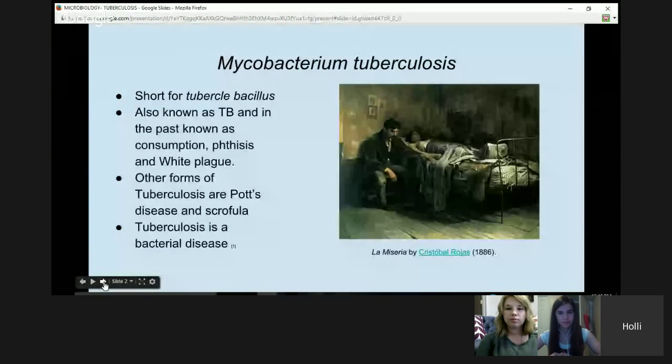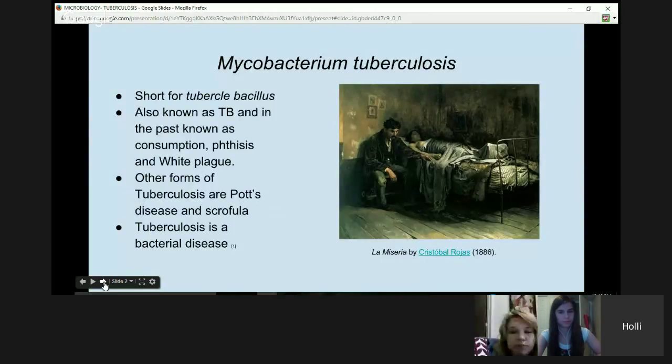The correct name of tuberculosis is Mycobacterium tuberculosis. Tubercle bacillus can be used as a shorter name for Mycobacterium tuberculosis. Tuberculosis is a bacterial disease and is often called TB today. The earliest known tuberculosis recorded was found in Greek literature back in 460 BC as phthisis.